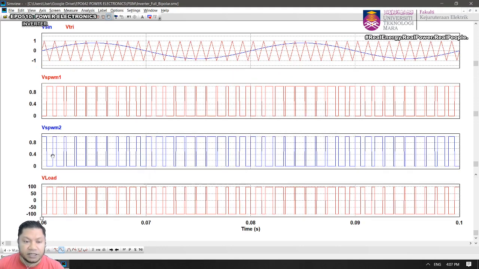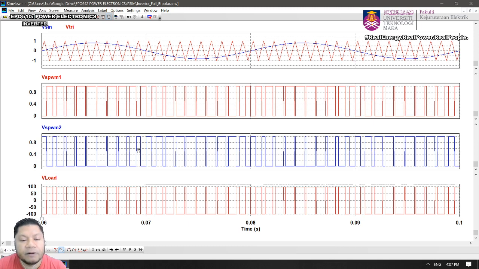So whenever S1 and S4 are on, it will connect to 100 volt, and whenever S2 and S3 are on, it will be connected to the negative 100 volt, yeah, for the full bridge. Okay, so that's why your output voltage is positive and negative 100 volt there.